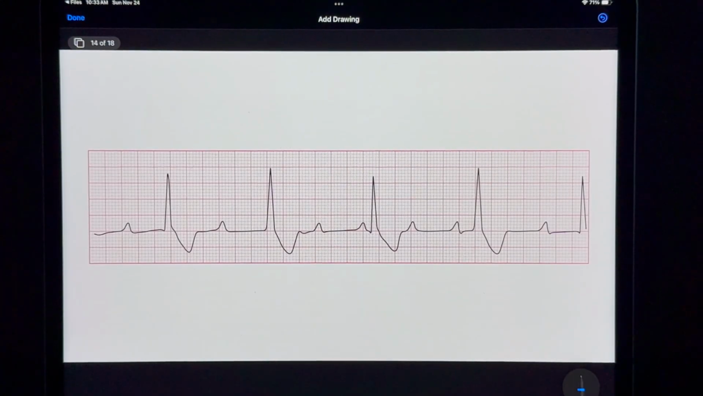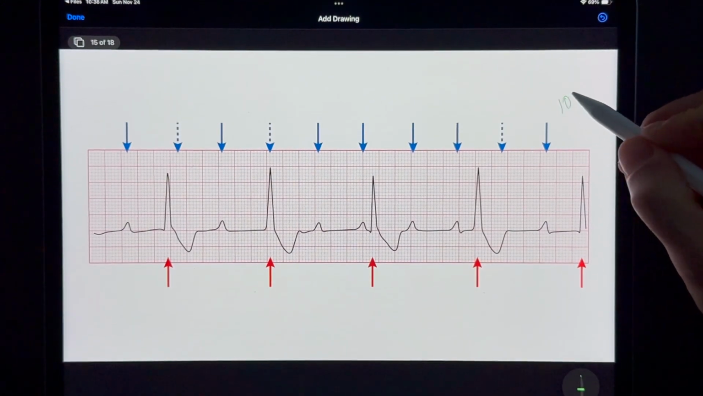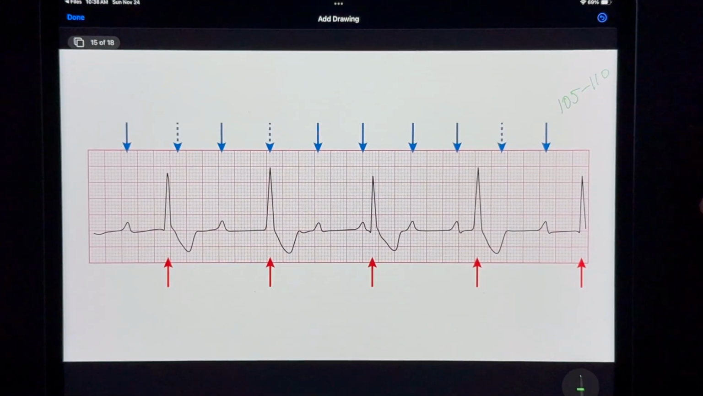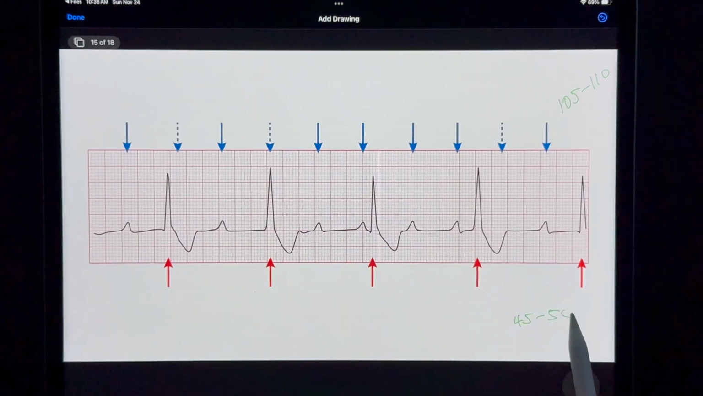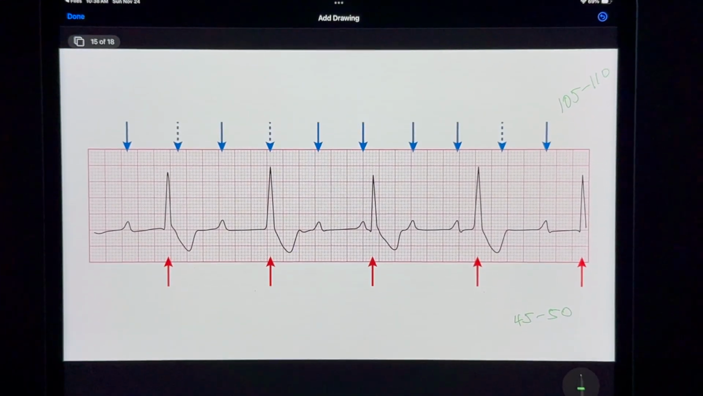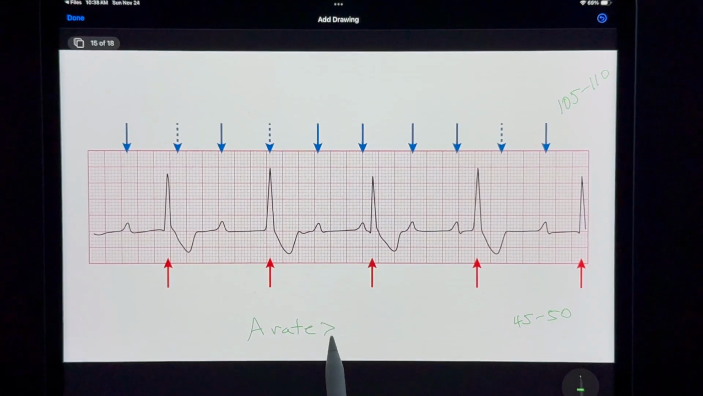This is what it looks like on the actual ECG. The atrial rate indicated by the blue arrows is 105 to 110 beats per minute, and is faster than the ventricular rate indicated by the red arrows, which is 45 to 50 beats per minute. In complete heart block, the atrial rate is faster than the ventricular rate. This is important. Ignoring this concept can lead to diagnostic errors.